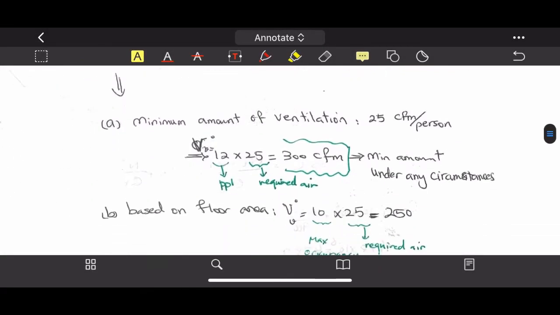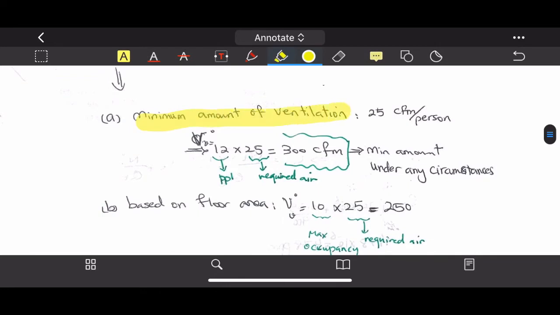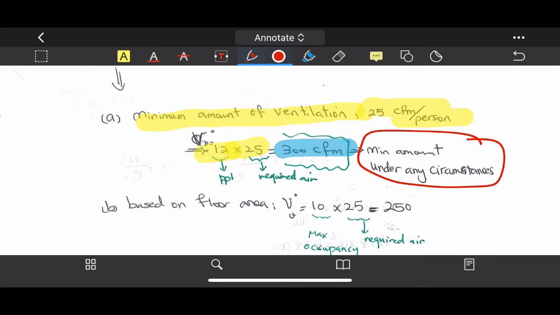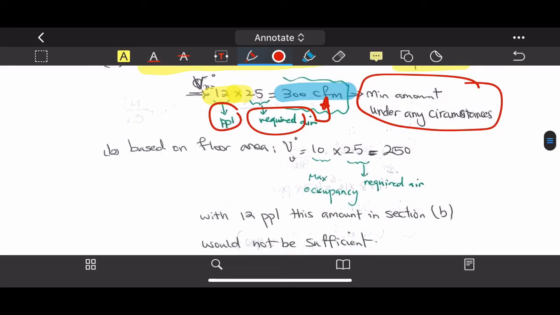Alright, so let's go. The minimum air ventilation is 25 CFM per person, so we will use English unit. Now the equation will be V dot, that means the needed supply air inside this room, is 12 people times, because it's per person, right, times 25 CFM, equivalent to 300 CFM. So this will be the minimum amount under any circumstances. For 12 people, the required air will be 300 CFM. Okay, so that's the first answer.